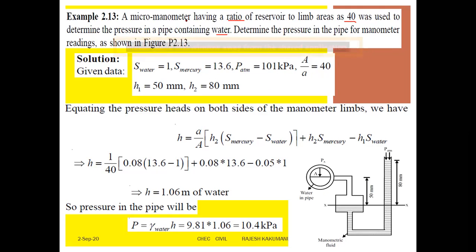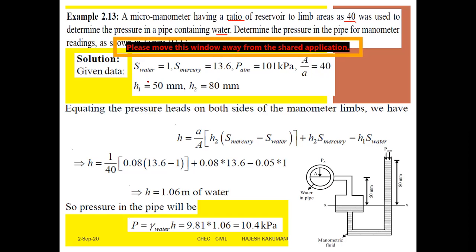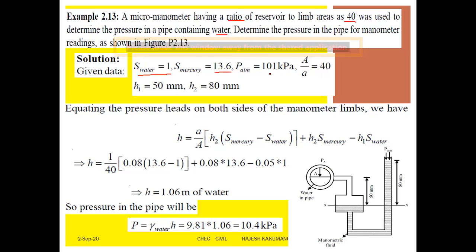Now in the question only one reading is given. By seeing this figure we can take the given data. The specific weight of water is 1, which is standard. If the values are not given in the question, just assume the specific weight of water is equal to 1, and the specific weight of mercury is 13.6. Next, atmospheric pressure is 101 kilopascal. Then what is the ratio given? The ratio of area by small area is equal to 40.